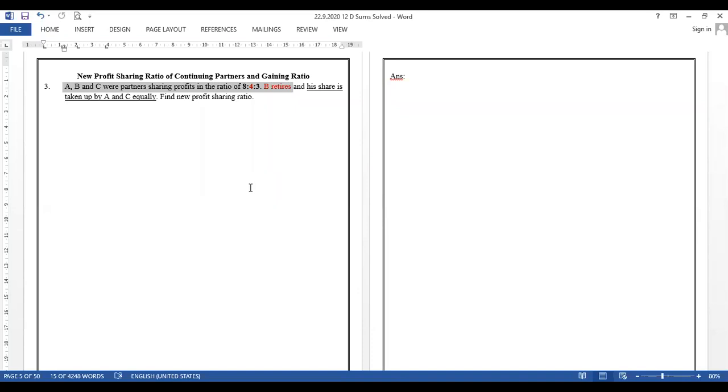If I have to just remove the share of B, then between A and C the ratio is 8:3. That's all. That's the new ratio. If A retires, it will be 4:3. If B retires, 8:3. And if C retires, 8:4. Okay, it is like that.